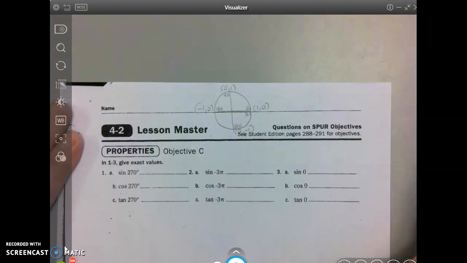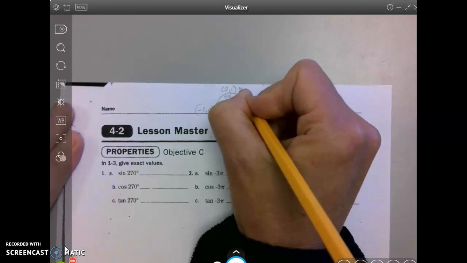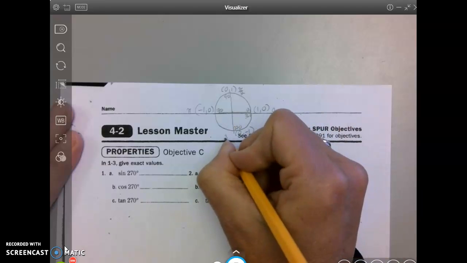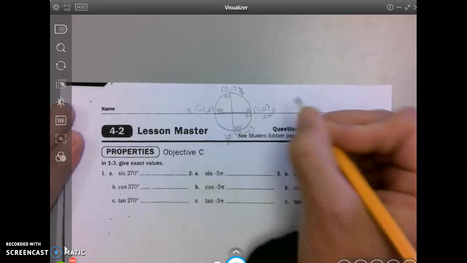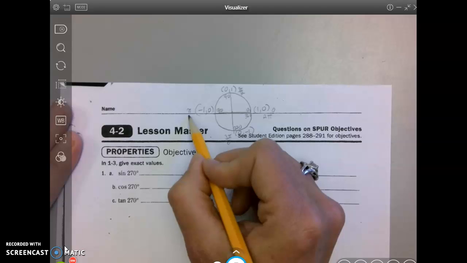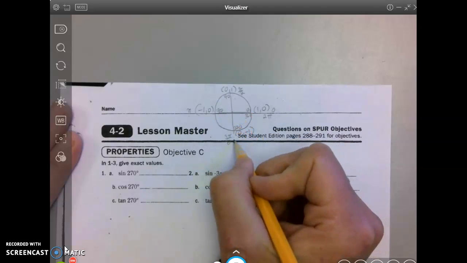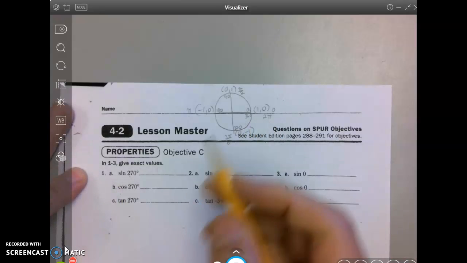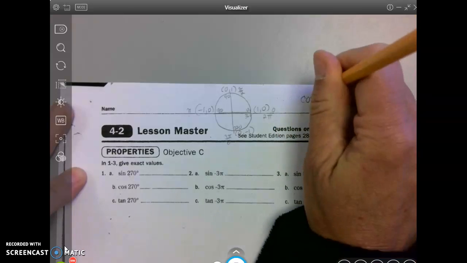If I was to write this in radians, this would be 0, this would be pi divided by 2, and this would be pi. This would be 3 pi over 2, and this would be back to 2 pi. Because remember, all the way around is 2 pi, so this is half of a pi. I'm sorry, this is pi, this is half of a pi, this is 1.5 pi, this is 2 pi. So sine of 270, I have to remember that all of my ordered pairs are cosine, sine.